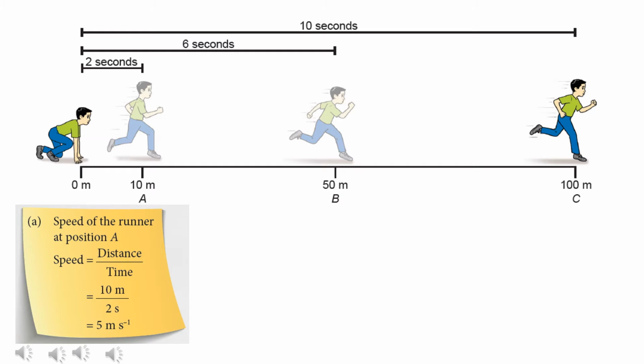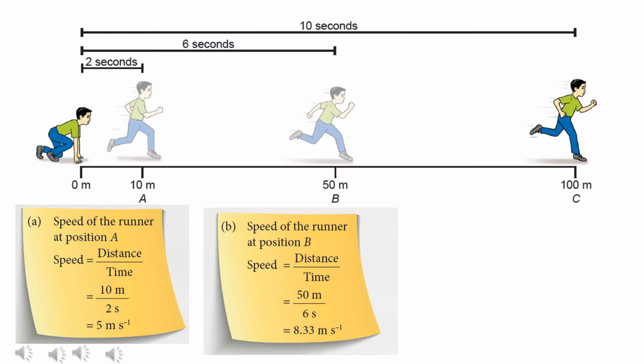What is the speed of the runner at position B? Position B. We can use the same formula, speed equals distance divided by time. The distance is 50 meters and the time taken is 6 seconds. Hence the speed is 50 divided by 6, which is 8.33 meters per second. You can use your calculator to calculate the figure.